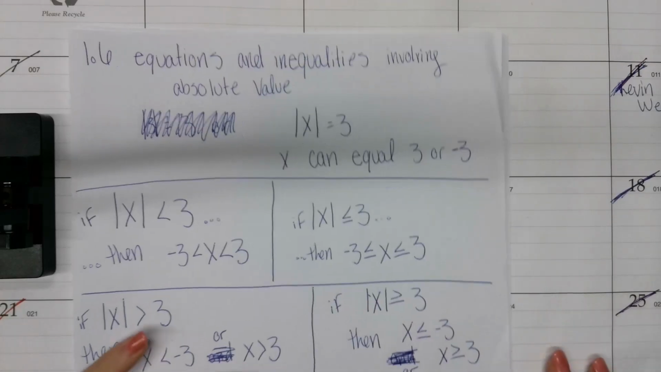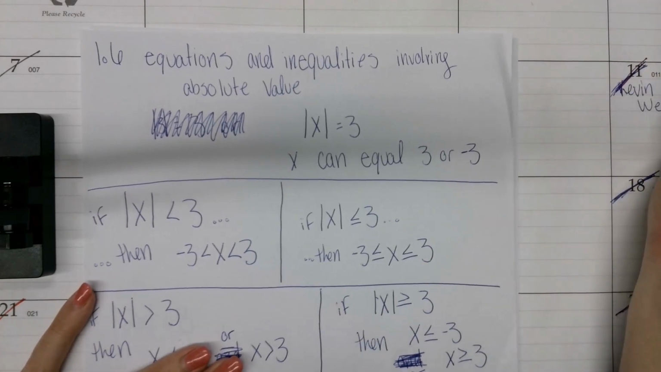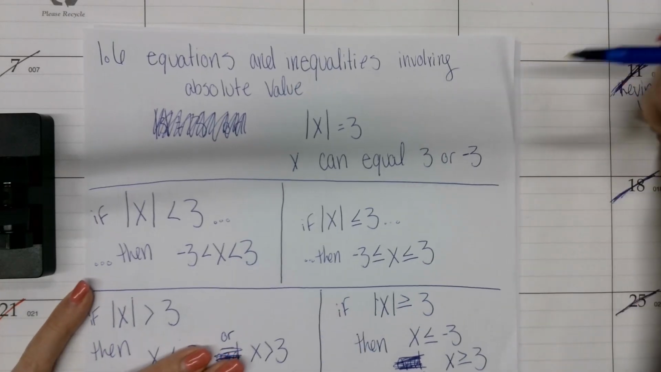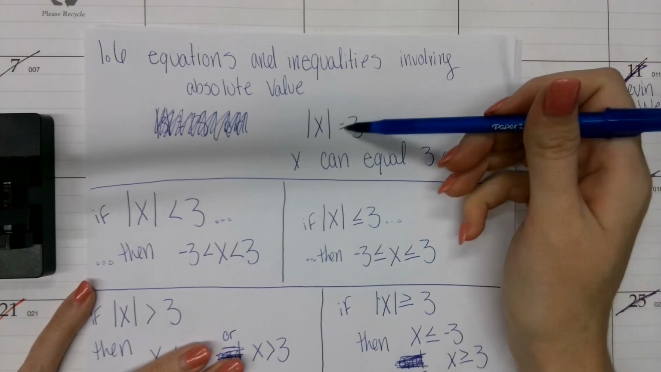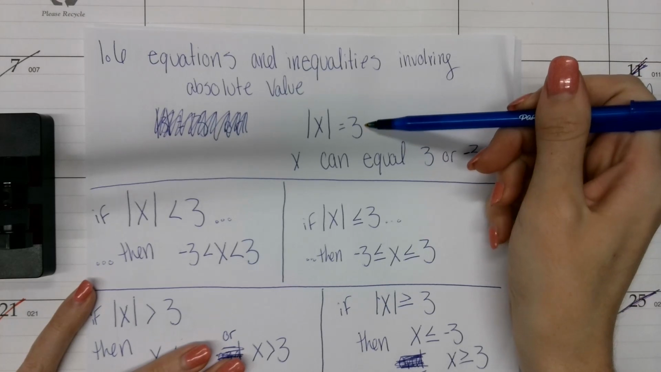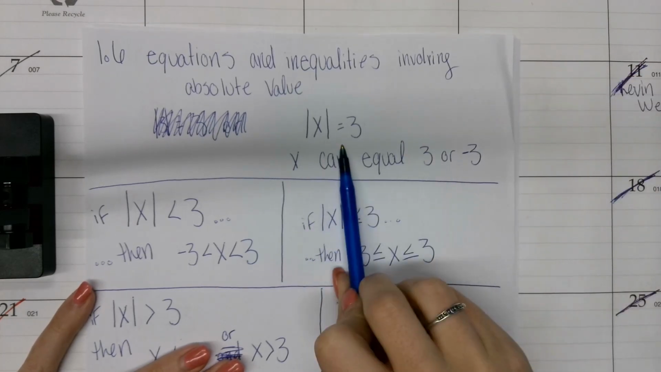So 1.6 is over equations and inequalities involving absolute values. The equations aren't really the problem. If we have an equation, an absolute value that equals 3, x could be 3 or negative 3 for this to be a true statement.